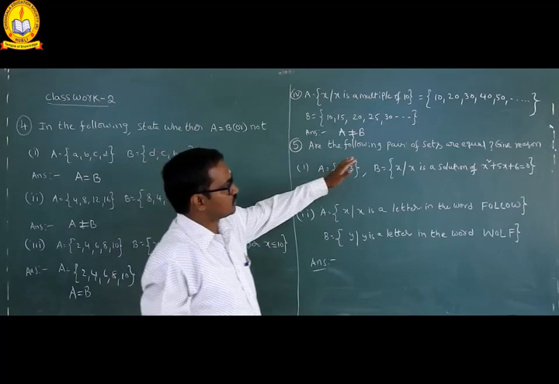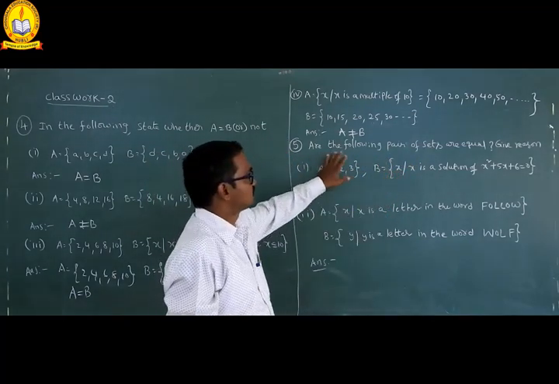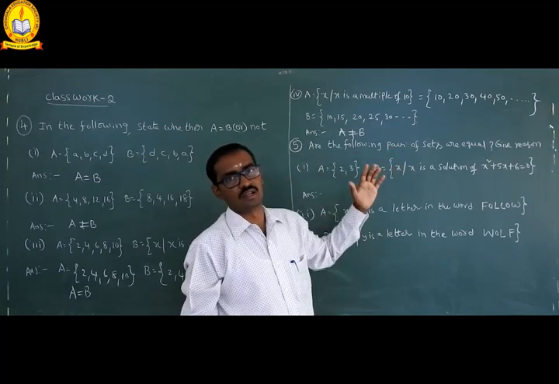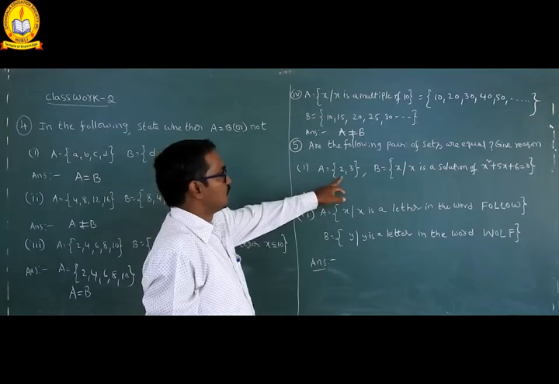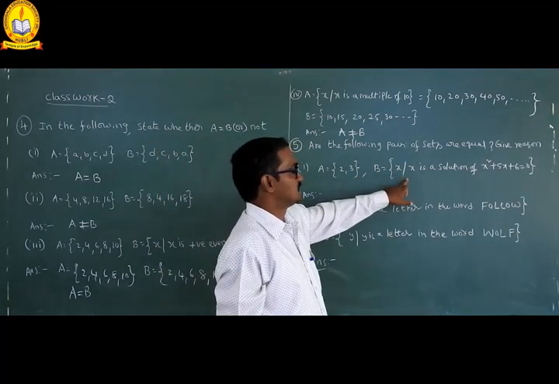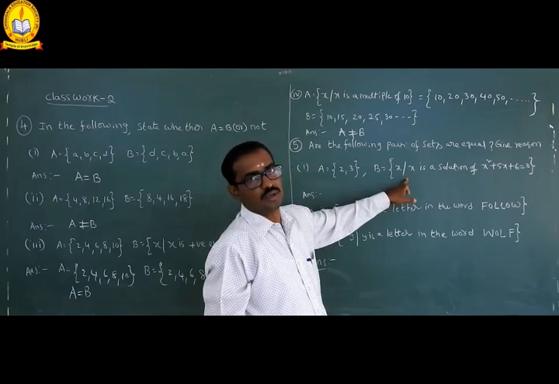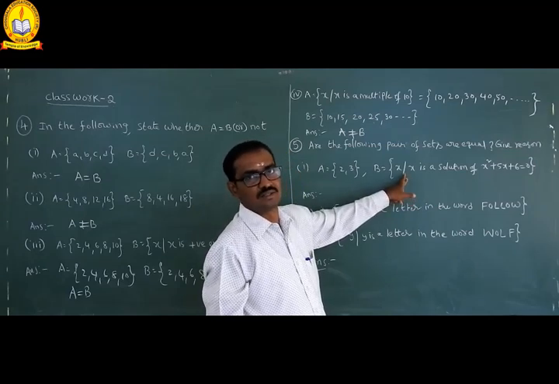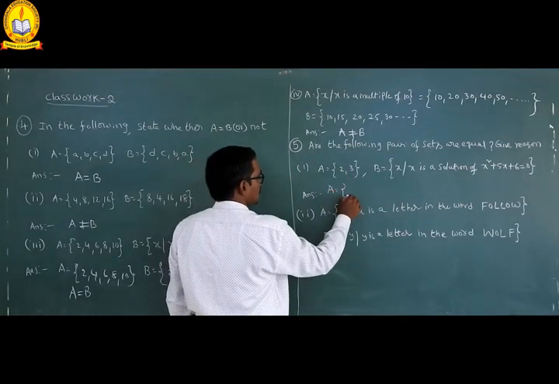Next, the fifth main. Are the following pairs of sets equal? Give the reason. This is the question. Now, first one: set A is equal to {2, 3}. Set B is equal to {x such that x is a solution of x square plus 5x plus 6 equal to 0}. Set A we can write as {2, 3}.